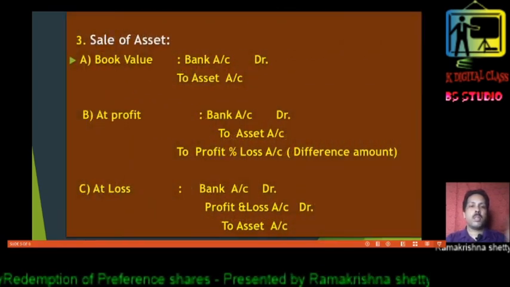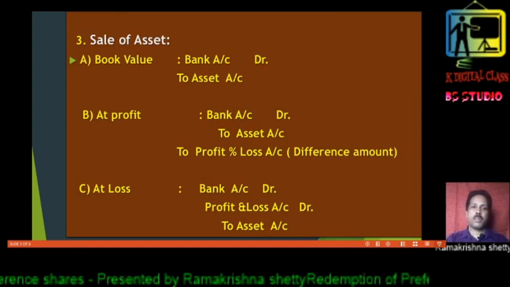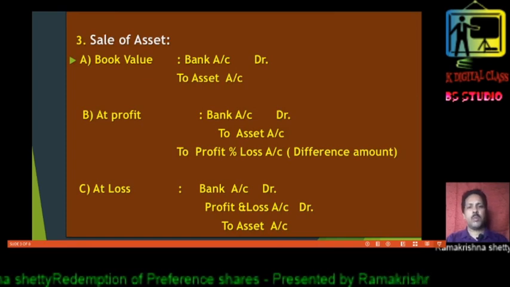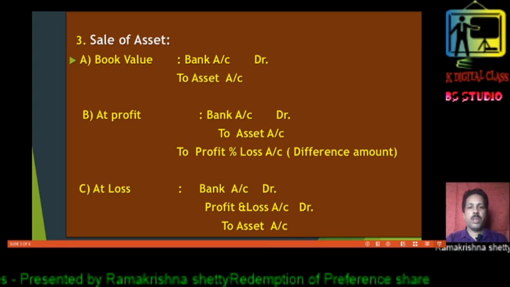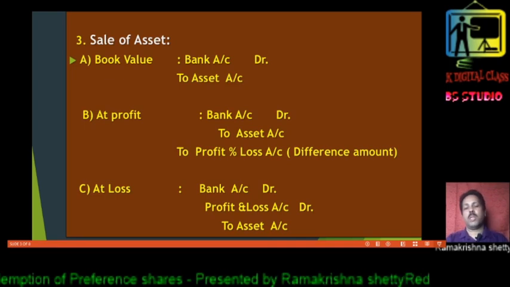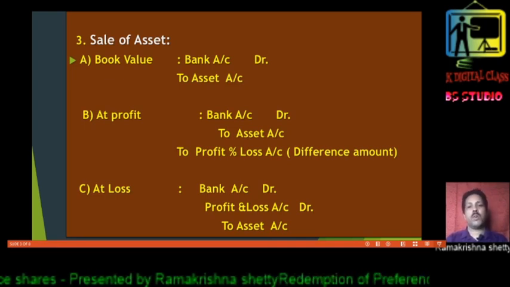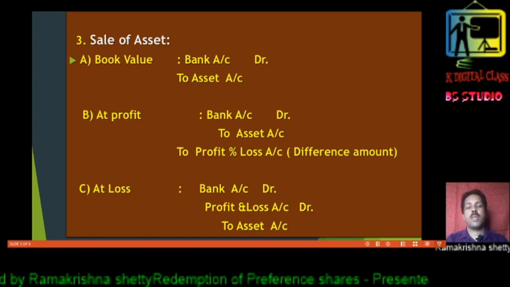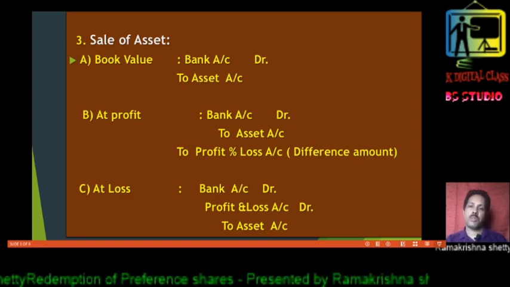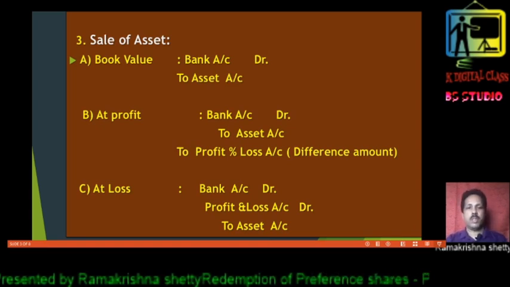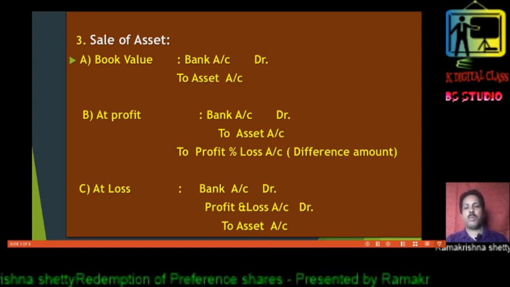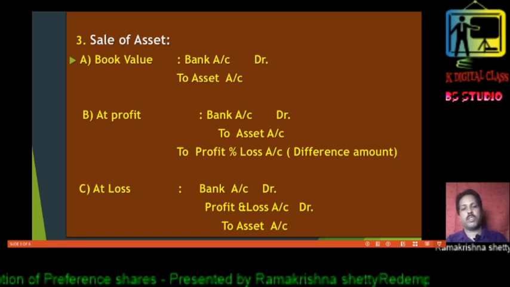Let us look at another set of entries regarding sale of assets. Assets can be sold at book value, at profit or at loss. Sale of assets does not have any direct effect on redemption of preference shares, but profit or loss due to sale of assets affects the profit and loss account and indirectly affects the divisible profit and the redemption of preference share entries.